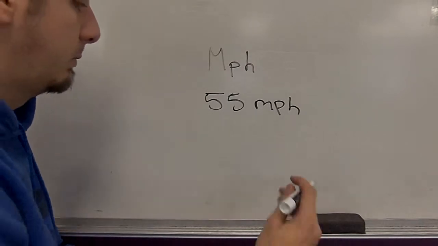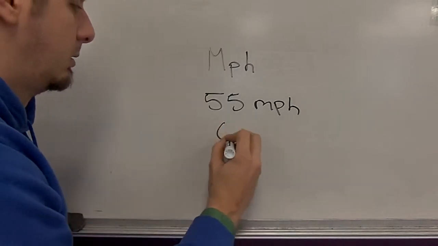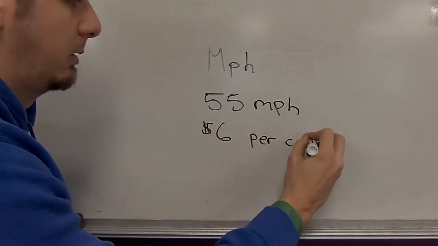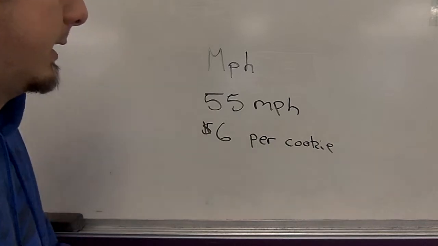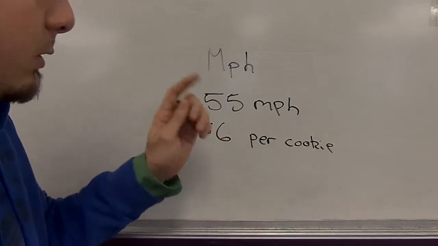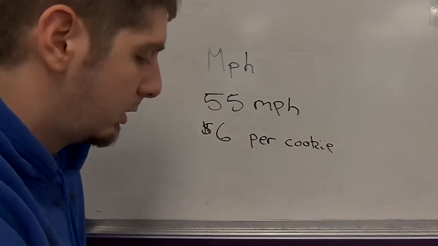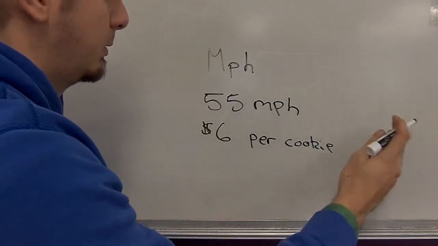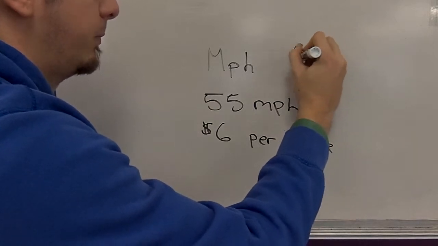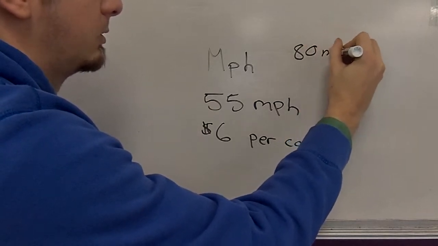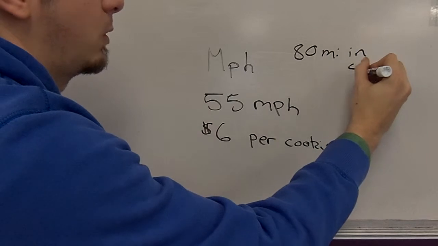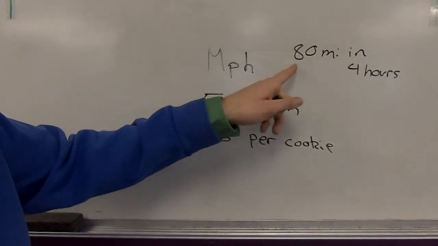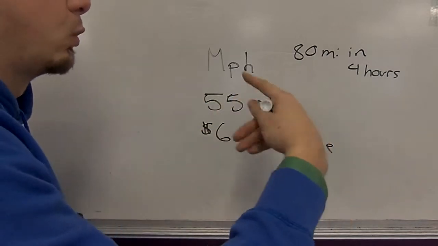And if I'm paying $6 per cookie, okay, it's a really big, expensive cookie, then every one cookie is $6. So we're not talking about things like, if I said I went 80 miles in 4 hours, that's not a unit rate, because a unit rate implies per one of something.